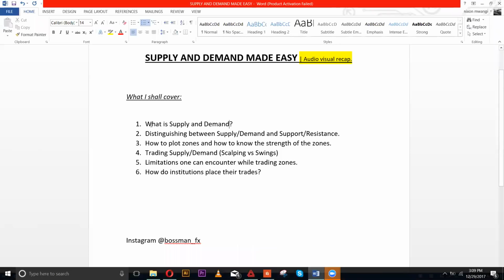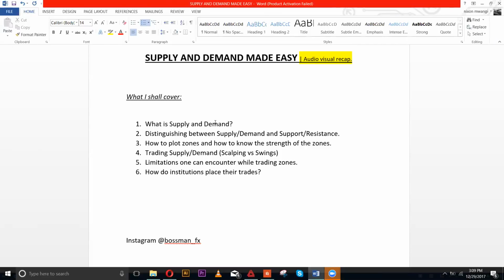So we'll go through six major topics. That is basic definitions, distinguishing between supply and demand and support and resistance, how to plot these zones, finding out the strength of the zones, how I trade supply and demand, the limitations one can encounter while trading zones, and how institutions place their trades. Okay, so first of all, I'll talk about what supply and demand is.